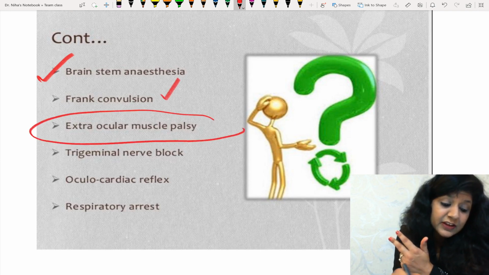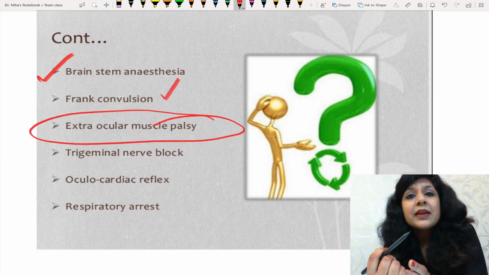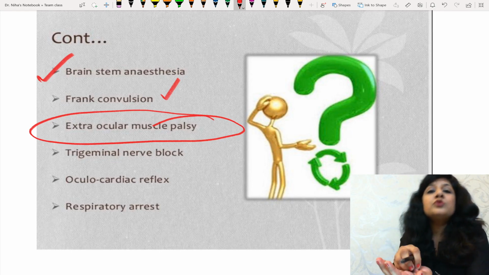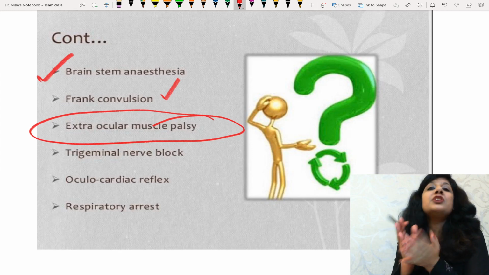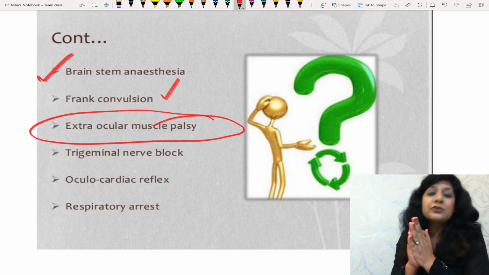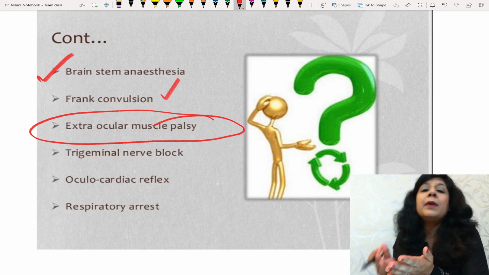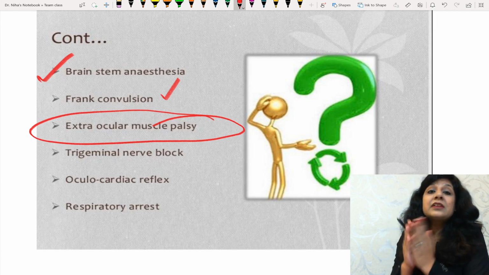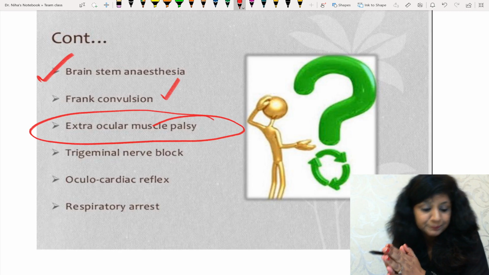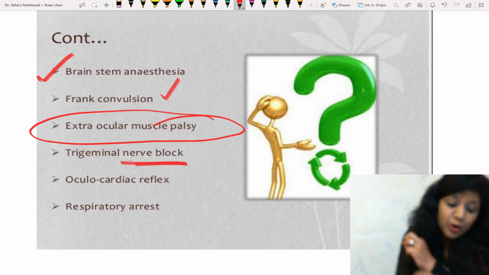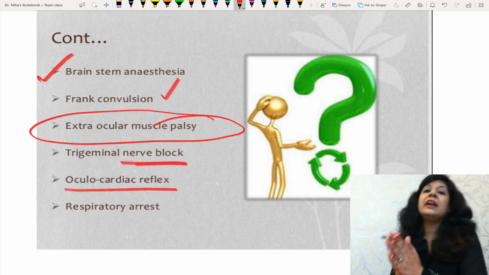Now this is again very important: extraocular muscle palsy. When you are going up to the muscle cone and injecting, you can end up damaging the muscles, and there can be paralysis of the extraocular muscles, which can lead to permanent paralysis, permanent squints, and limitation of movement. So that is a great problem. Then the trigeminal nerve block and the oculocardiac reflex.